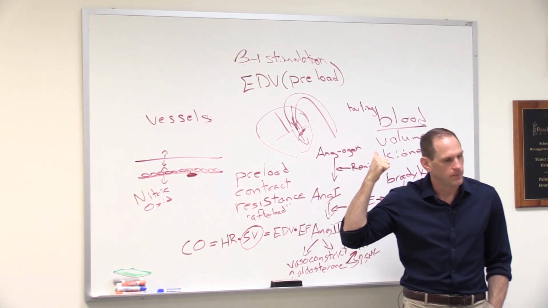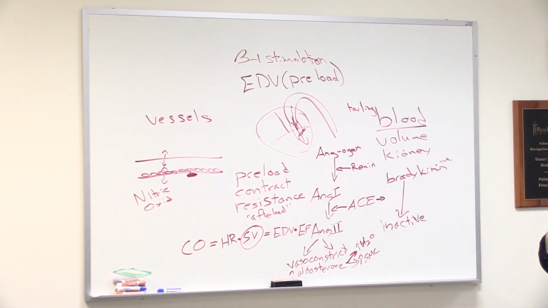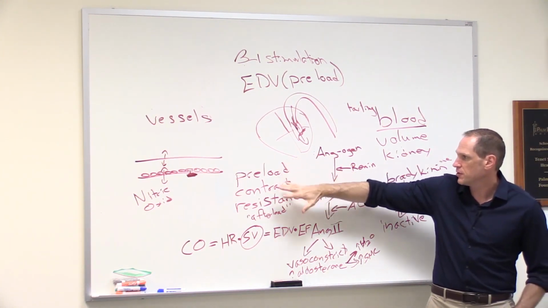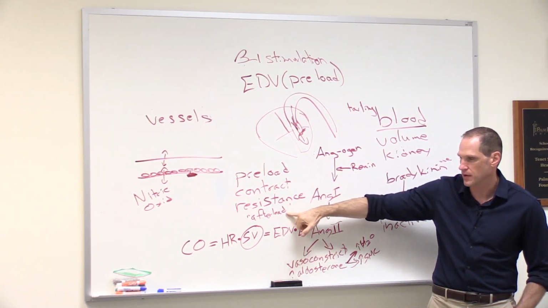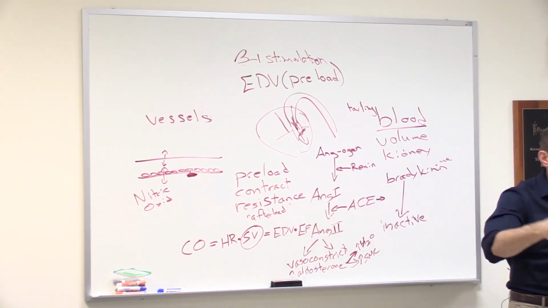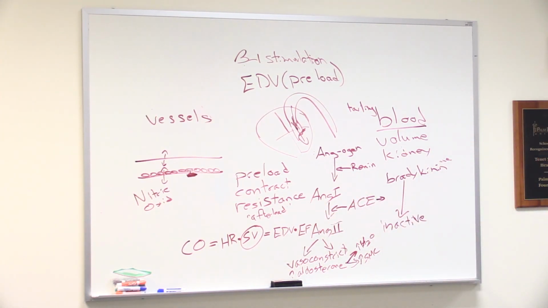Okay. So, in order for the heart to pump correctly, you have the interaction of preload, contractility, and resistance, or afterload. But you also have to assume that the valves are doing their job correctly. All right. Any question about the overall big picture of blood flow in the body?